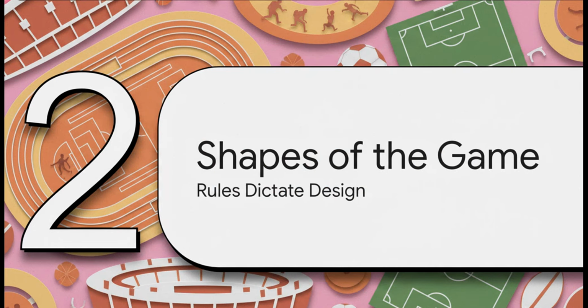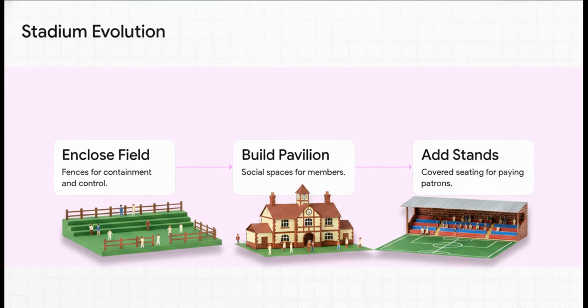Section 2. Shapes of the game. How rules dictated architecture. Let's move to the physical design and see how this builds, literally. This architectural evolution generally followed 3 distinct steps. Step 1. Simply enclose the field. This was all about containment, literally just putting up a fence to separate the players from the spectators who were standing on grass banks.